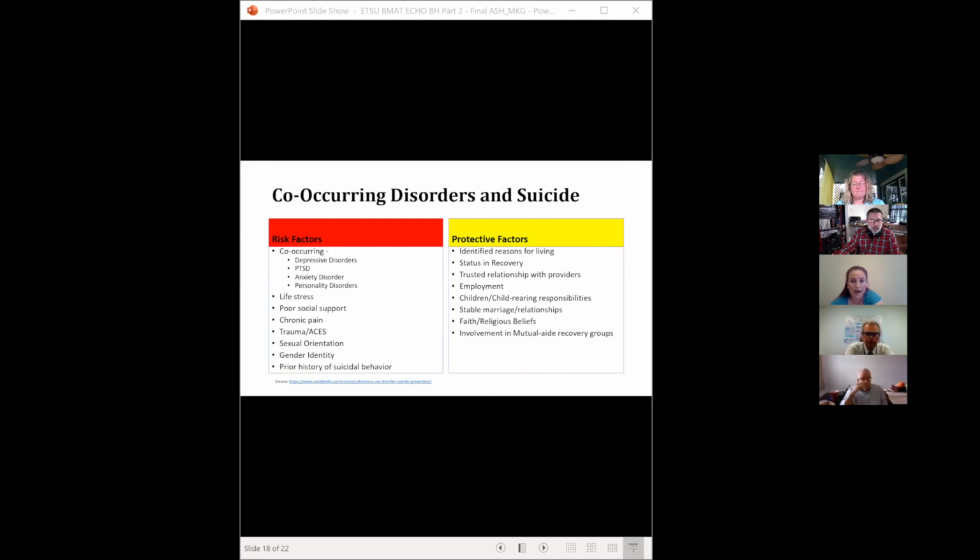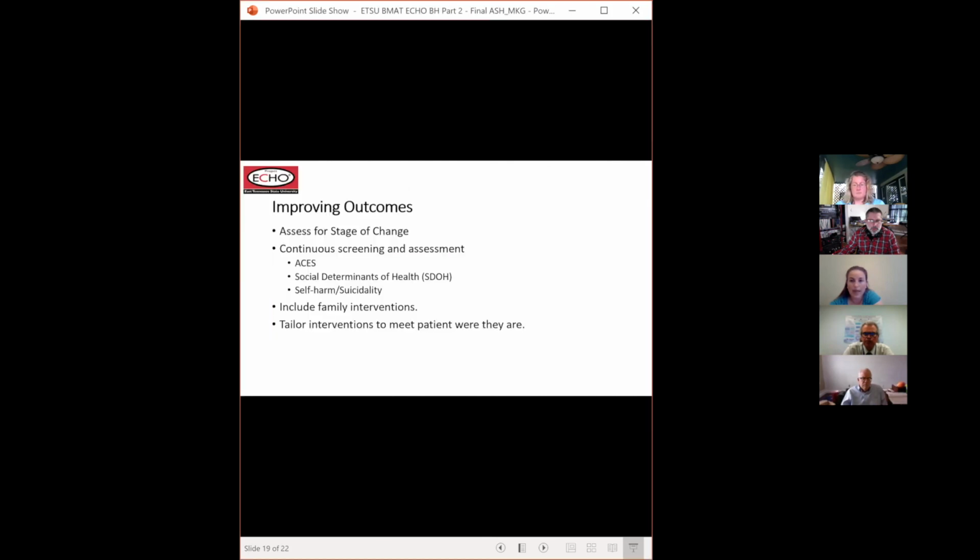The co-occurring risk factors that you look for, the main ones, are general psychosocial stressors, trauma, adverse childhood experiences, minority status related to sexual orientation or gender identity, and prior history of suicidal behavior, which produces future attempts. Then there are things that can help us feel a bit better that people will be back at their next appointment: identified reasons for living, strong social support relationships, religious beliefs, specifically if they're in a religious orientation where suicide is a sin, and involvement in support groups like AA is helpful.